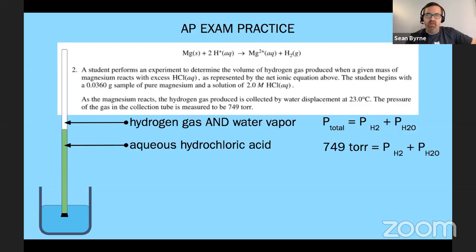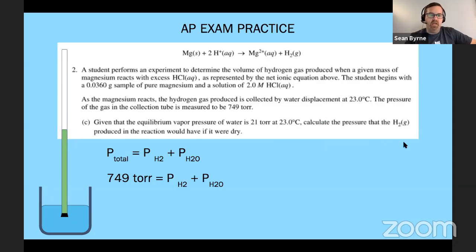749 is equal to the sum of both of those. Right? So then we look at question C, which says, given that the equilibrium vapor pressure of water is 21 torr at 23 degrees. And I think if we go back maybe to Friday or Thursday of last week, Mr. Faribaugh talked about how this vapor pressure of water is dependent upon temperature. So this would change only at different temperatures.